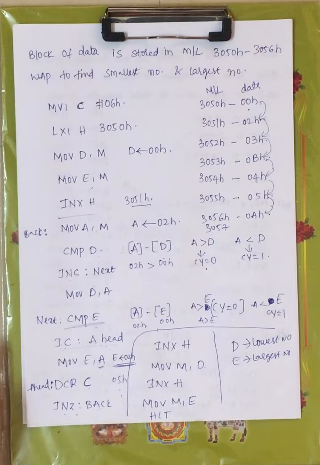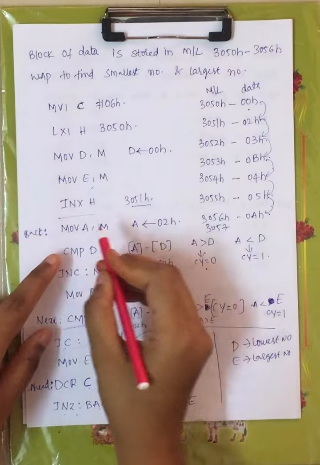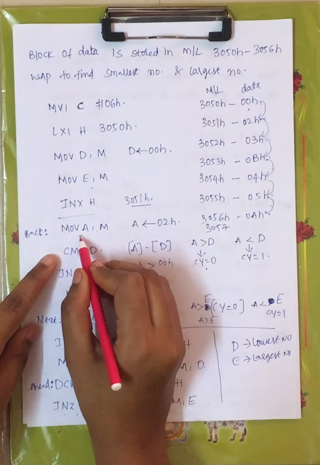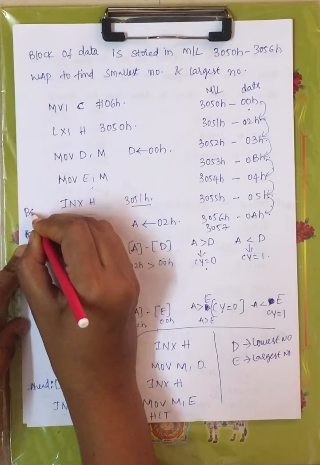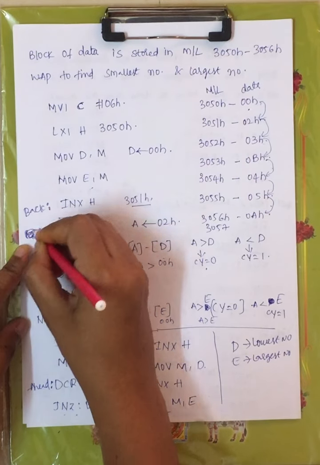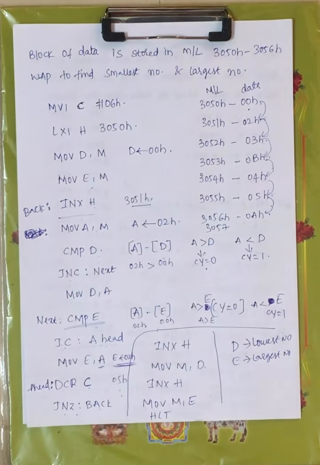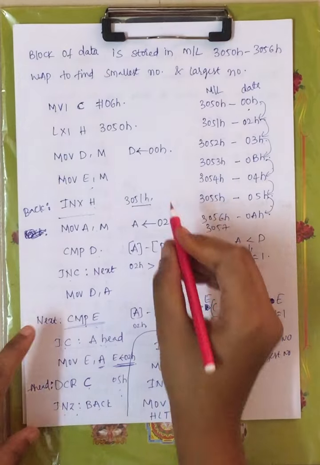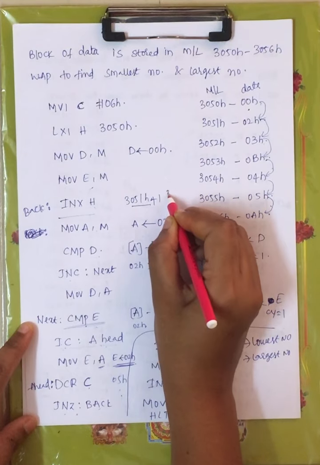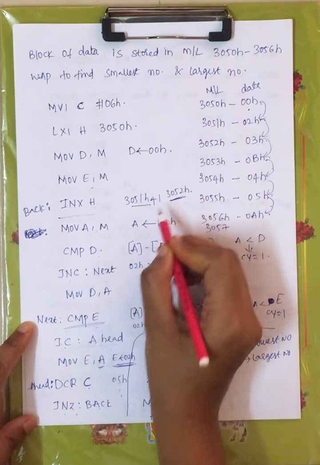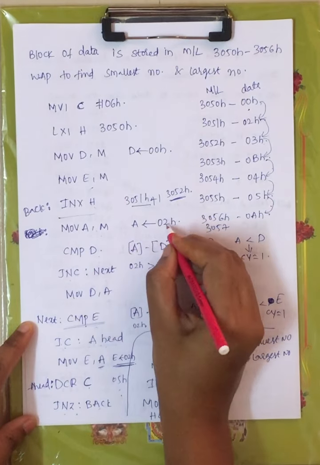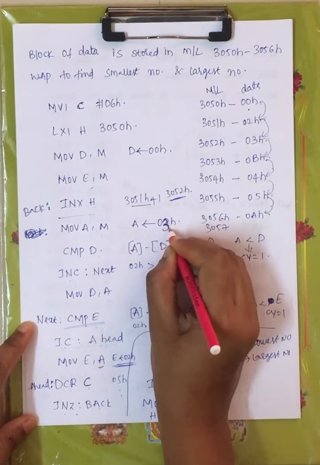Move A comma M, right? Sorry, back should be here, right? Now incrementing H, right? Initially it is 3051H, now again it is incremented by 1, that is 3052H, right? Now the contents of 3052H are moved to the accumulator, now it will be 03H.